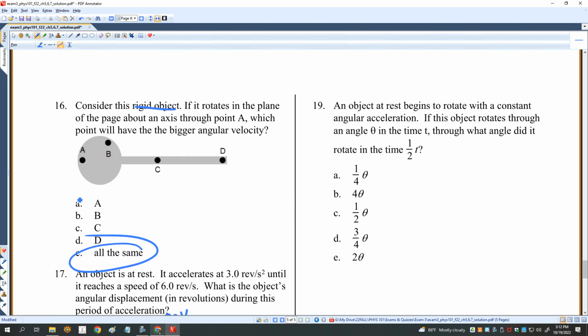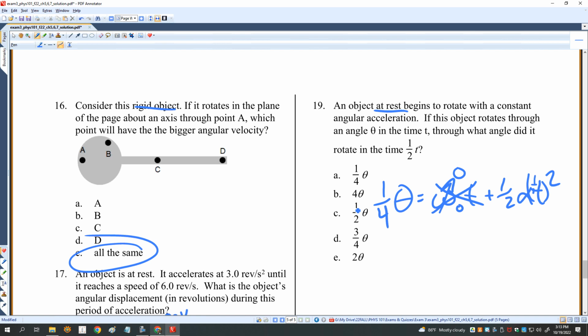An object at rest begins to rotate with a constant angular acceleration. If this object rotates through an angle theta in time t, through what angle did it rotate in the time half t? So theta is equal to omega naught t plus 1/2 alpha t squared. Omega naught is 0, right? Because it's at rest, that goes away. If I have half of my t right here, that means because it's squared, I'm going to have a quarter theta.